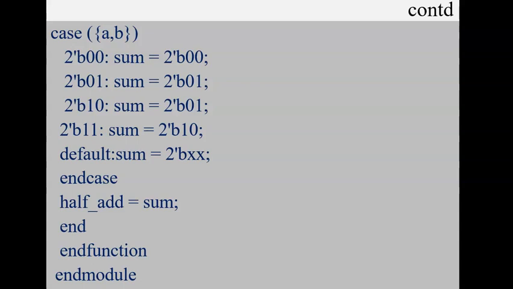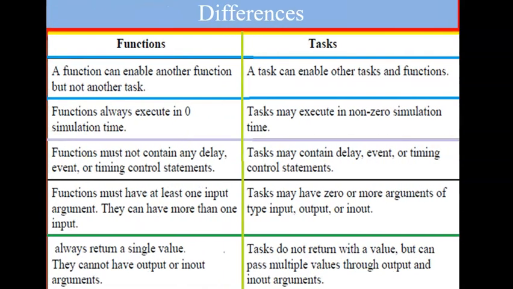So the basic difference you can understand here, that is between the task and function. Now, once you understand these things, let us take the differences between functions and tasks. As you have seen in the earlier slides, a function can enable another function, but not another task. A task can enable other tasks as well as functions, because task is only a procedure. A task can enable either another task or function. This is the most important thing, because a function cannot enable a procedure.